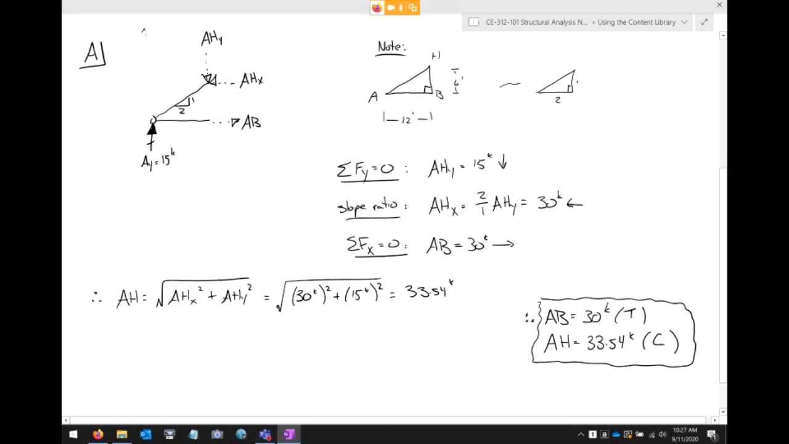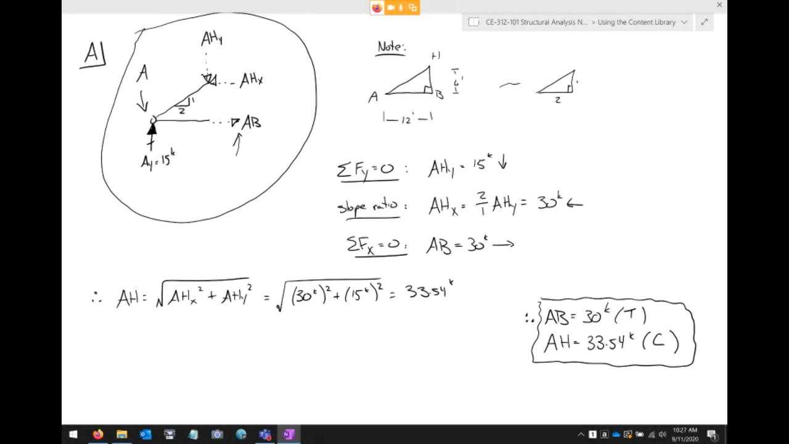The secret is to look at this. Let's take a look at member AB. Here's the joint right here. That's joint A. Now, take a look at force AB. See how it's pointing away from the joint? So force AB is yanking it. It's pulling it in tension. It's pulling away from the joint. So that's why we have force AB in tension, because it's pulling away from the joint.